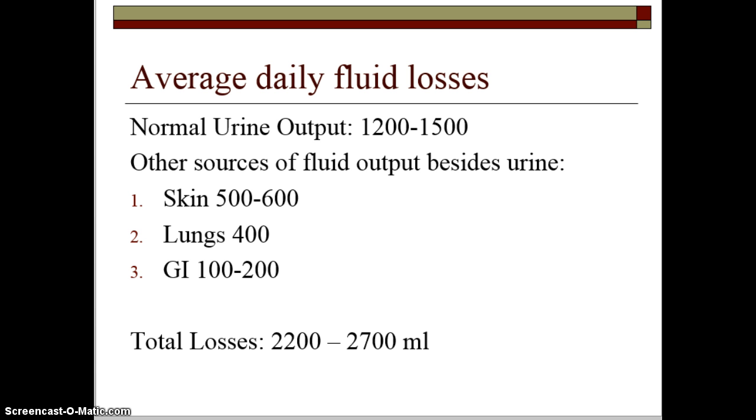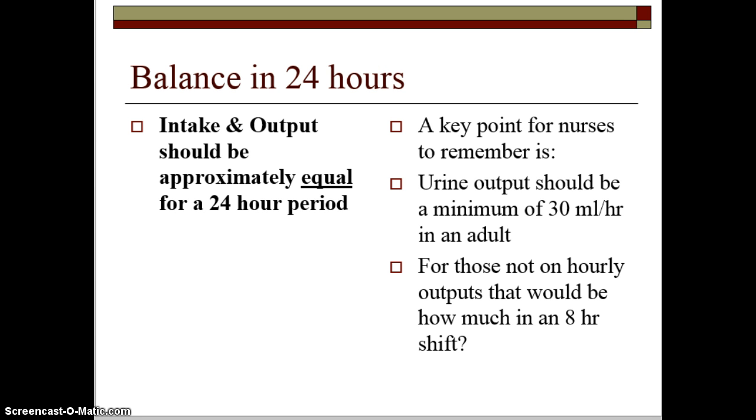Your GI system loses about 100 to 200, depending on if they have diarrhea and loose stools or not. Our balance in 24 hours should be about equal. Many patients in the hospital or your clients need to have an intake and output. You do not have to have an order to start a patient on intake and output, but if you do intake and output, be very accurate, be very strict with that, because otherwise it's not worth doing.